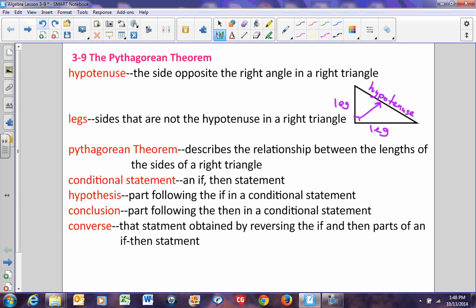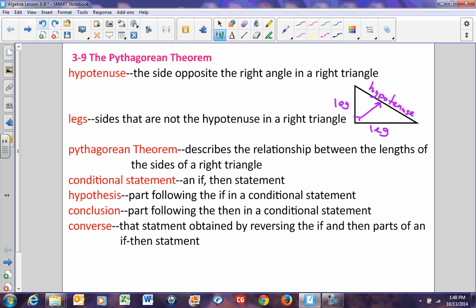A conditional statement is an if-then statement. Your parents probably put quite a few conditional statements on you quite frequently. If you clean your room, then you may go to the movies. If you get a good grade on your report card, then you can have the keys to the car, whatever. A hypothesis is the part following the if in a conditional statement. If you clean your room, that's the hypothesis. Then, that's the conclusion, this will happen. So the part following the then is the conclusion.